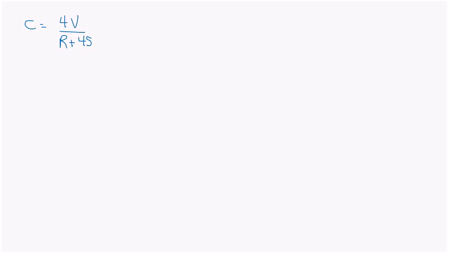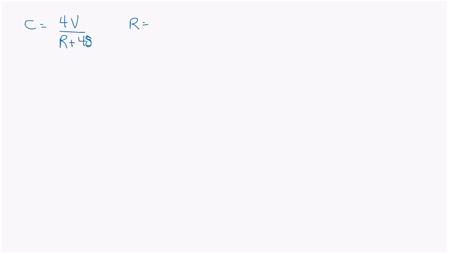I thought I would do this as a video just so I could explain my steps. So your question is, given the formula C equals 4V over R plus 4S, and this is supposed to be an S, not a 5. Excuse me. So first of all, if you're solving for R, what is R? You need to get R by itself.